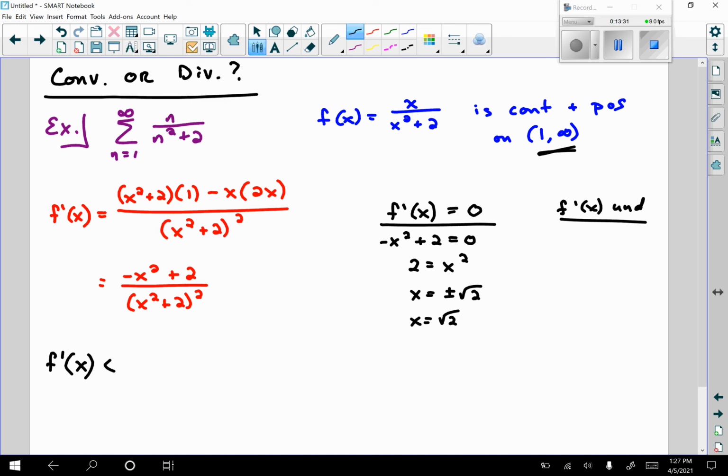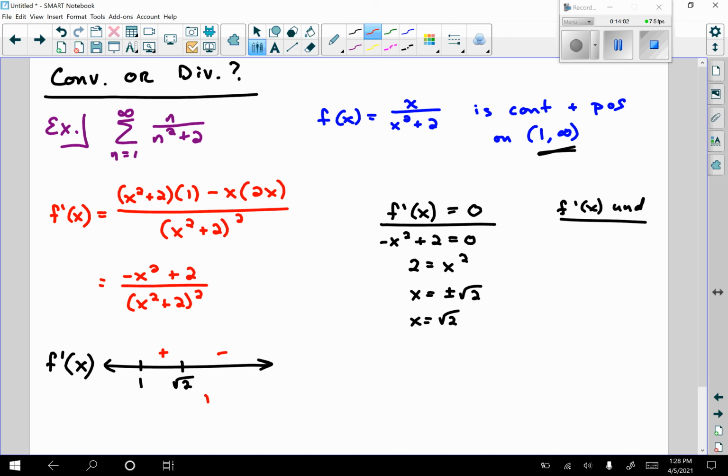Now, radical 2 is greater than 1, so I need to make a number line here for my first derivative. So I need to show 1 and then radical 2. So let's say I were to substitute in like a 1.1. I'm looking right up here. So if I had 1.1 squared and I took the opposite of it, 1.1 squared is 1.21. If I subtracted that from 2, I'm still positive here. But let's say I chose a 5. This will definitely give me a negative value because my denominator is always positive.